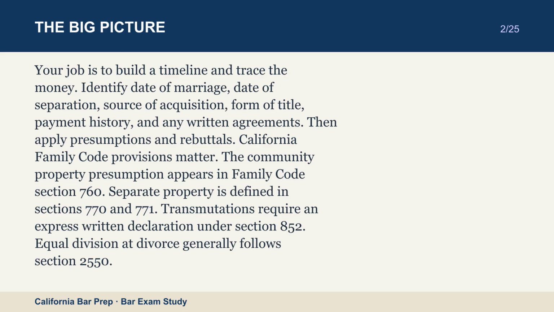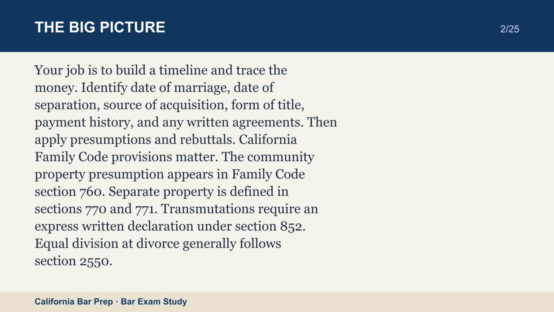Identify date of marriage, date of separation, source of acquisition, form of title, payment history, and any written agreements. Then apply presumptions and rebuttals. California Family Code provisions matter. The community property presumption appears in Family Code Section 760. Separate property is defined in Sections 770 and 771. Transmutations require an express written declaration under Section 852. Equal division at divorce generally follows Section 2550.